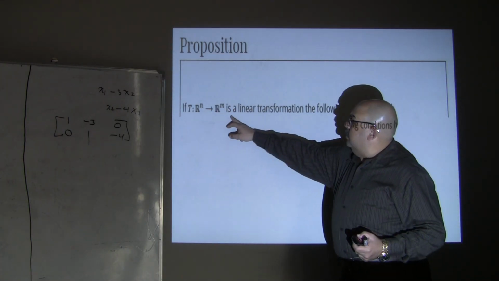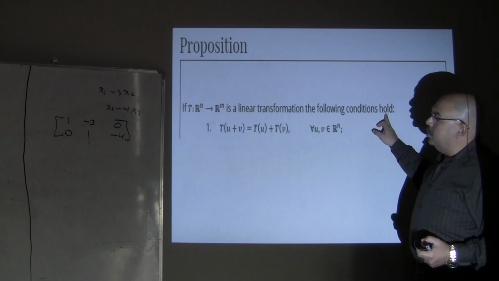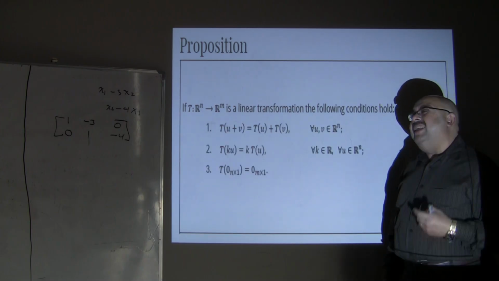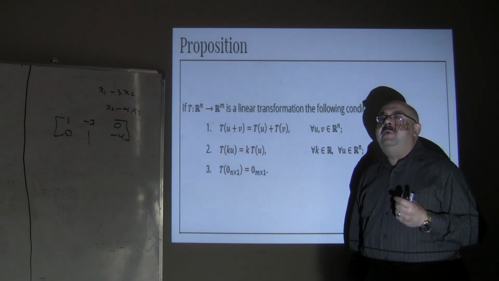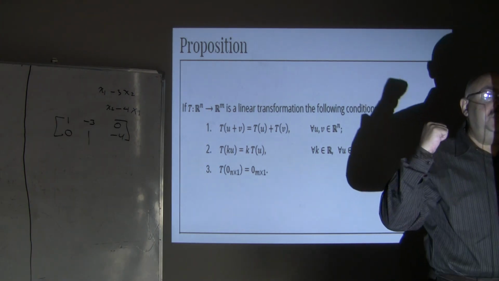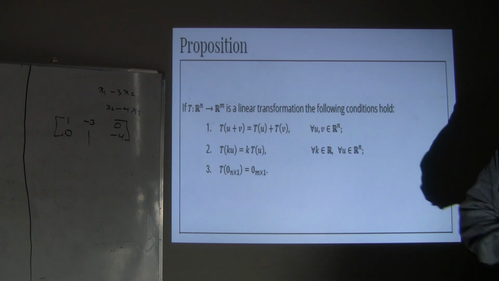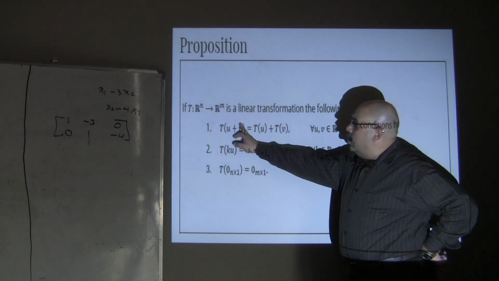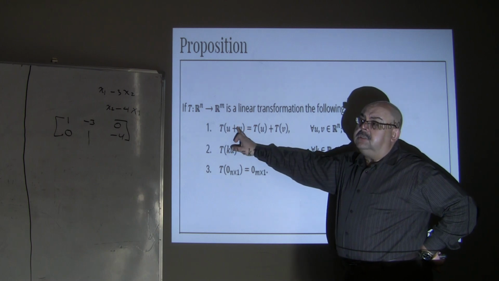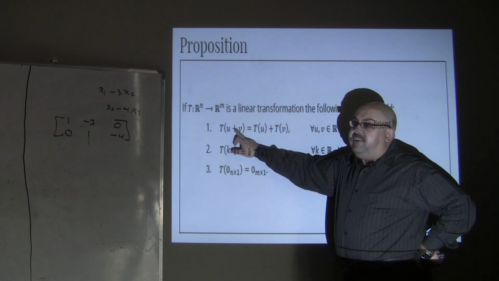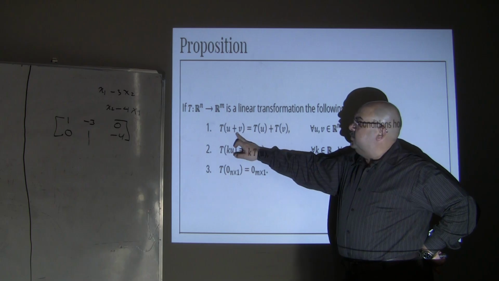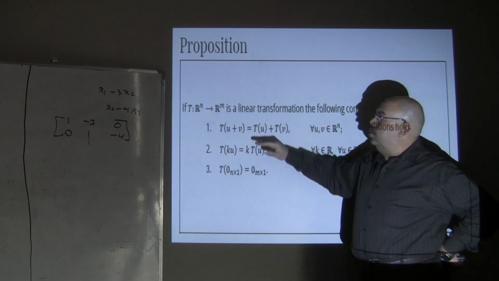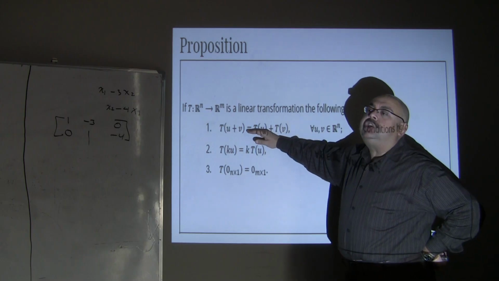If T: R^n to R^m is a linear transformation, the following conditions hold. Look at these three conditions and tell me what they remind you of. This is a linear transform. The first condition is talking about an addition between vectors. And after transformation it's the same, which means we have a closure in the addition process.